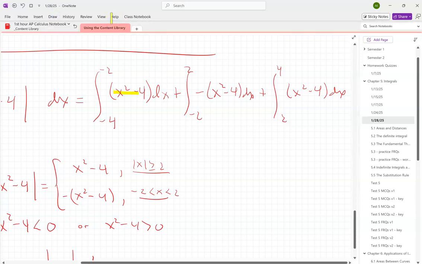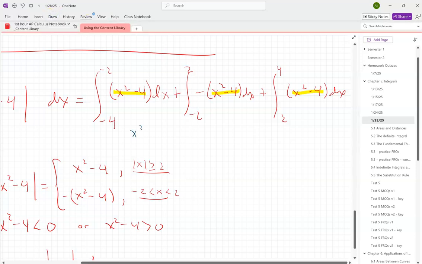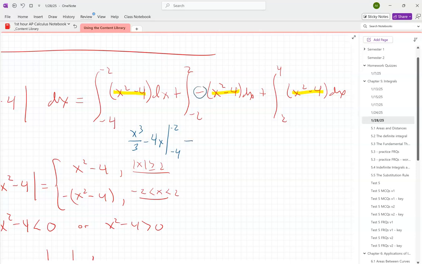Now, each one of these pieces is easy to do the antiderivative of, right? So that's going to be x cubed over 3 minus 4x. And then I'm just going to pull the negative. Well, let's distribute it through. It's going to be yucky not doing that.